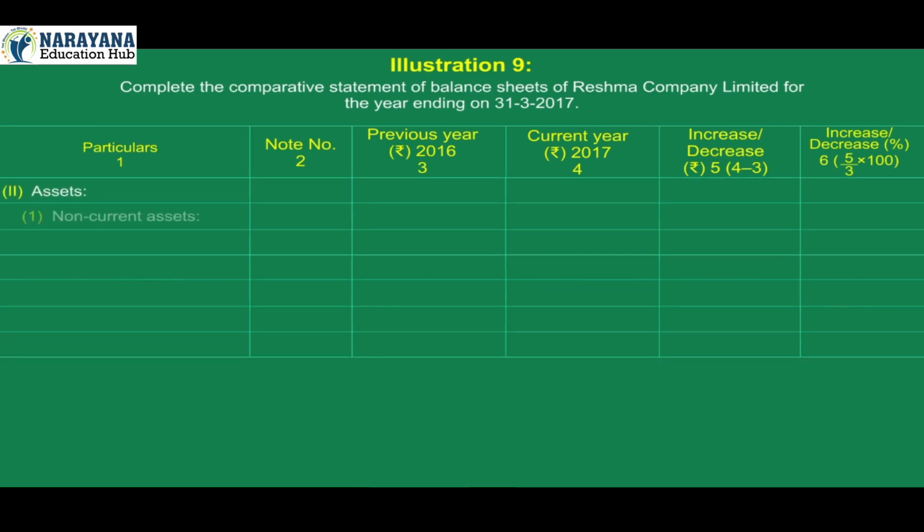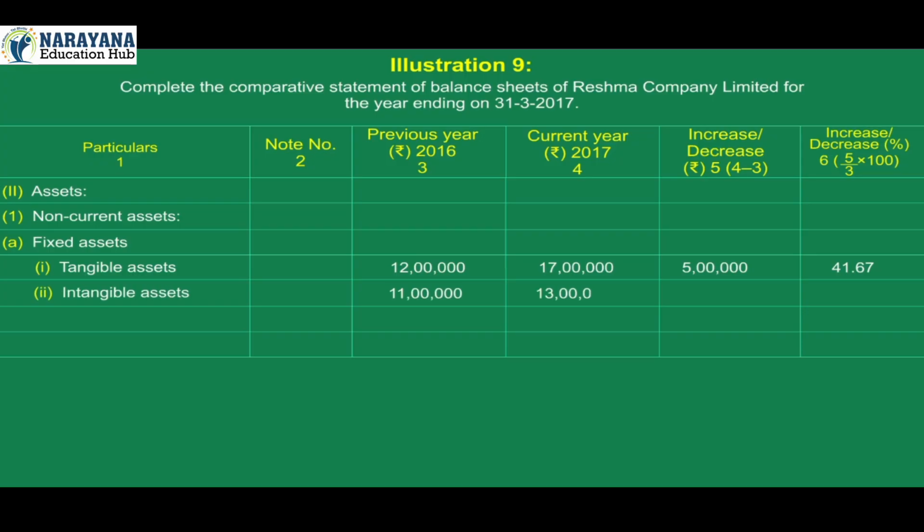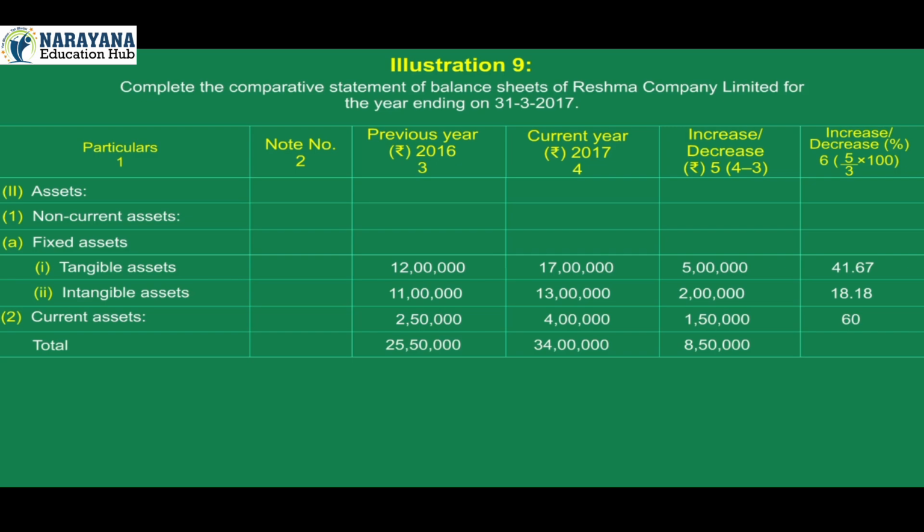Number 2. Assets 1. Non-current assets A. Fixed assets 1. Tangible assets 12 lakh, 17 lakh, 5 lakh, 41.67%. 2. Intangible assets 11 lakh, 13 lakh, 2 lakh, 18.18%. 2. Current assets 2 lakh 50,000, 4 lakh, 1 lakh 50,000, 60%. Total 25 lakh 50,000, 34 lakh, 8 lakh 50,000, 33.33%.